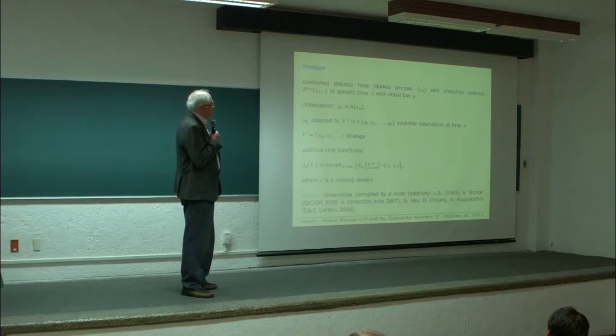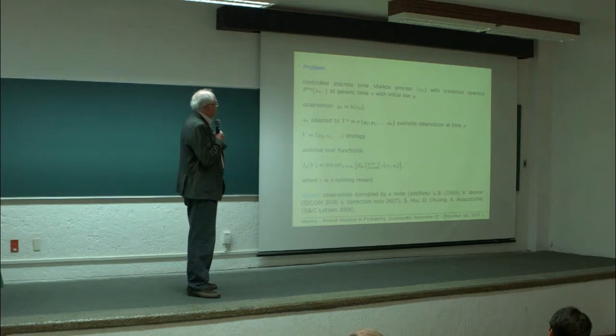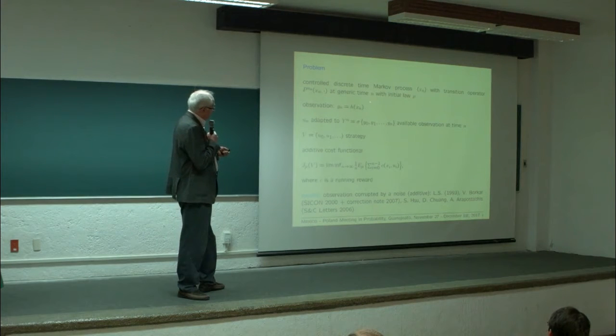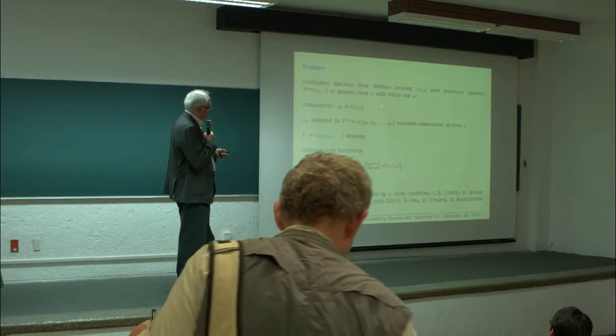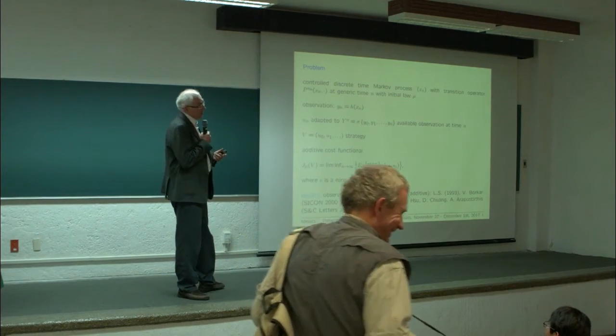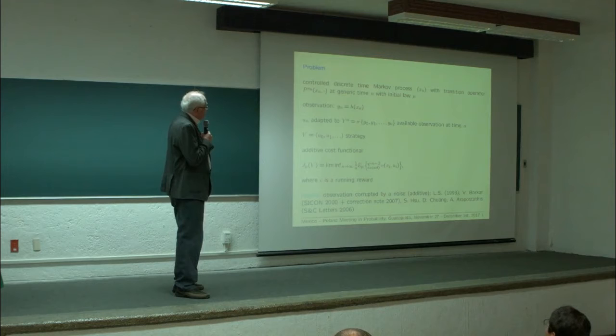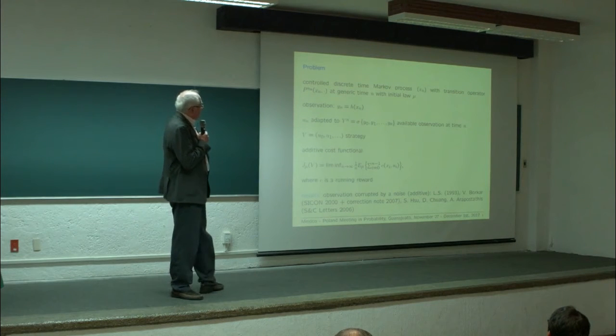And the problem I'm going to study is as follows. Assume that I have a Markov process Xn with transition operator P, depending on the control, at time n, with initial law Q. Then I do not observe this process, I get only partial observation, of this form: a function h of Xn, where h is an arbitrary function. So it may happen that it is not a one-to-one function, because otherwise I would have a complete observation, but this is not the case.